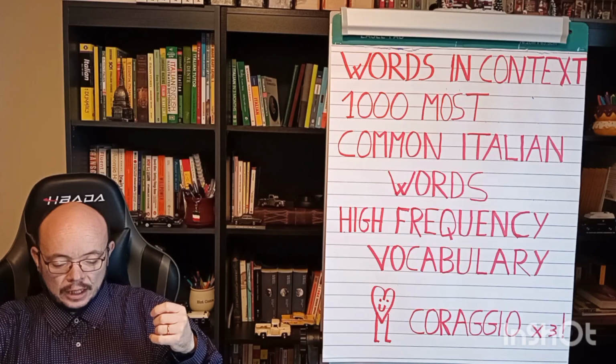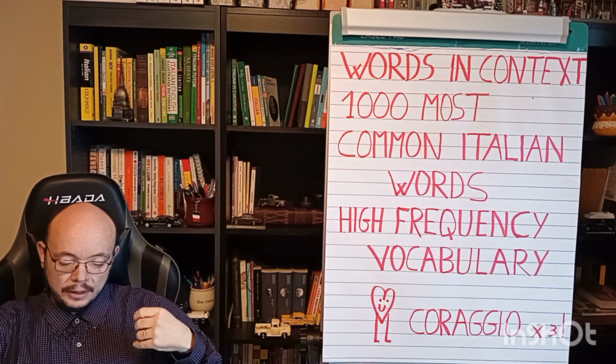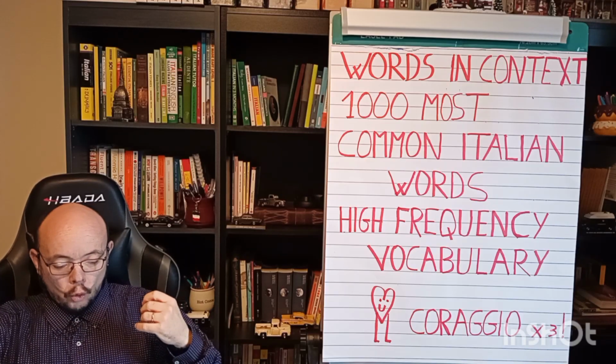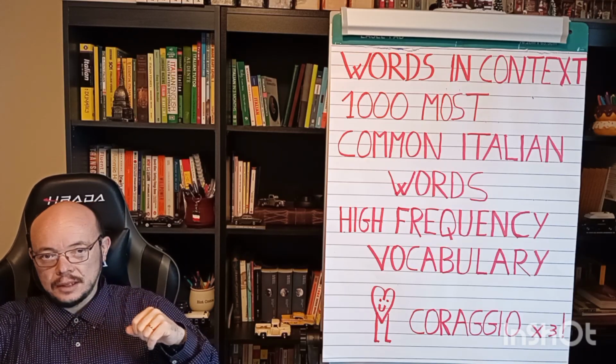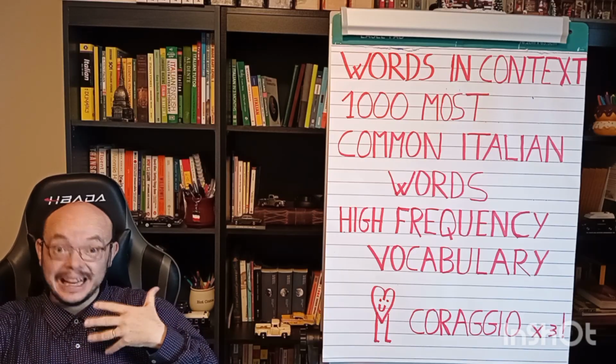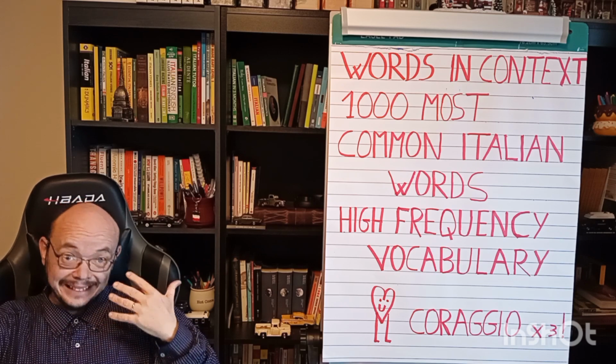La mamma dice, hai 8 anni, non sei grande. His mom says, but you're 8. You're not big, you're not an adult. Ho quasi 9 anni, insiste Carlo. And he insists. He's mad and he's having a kind of tantrum. And he says, well, I'm almost 9 already.